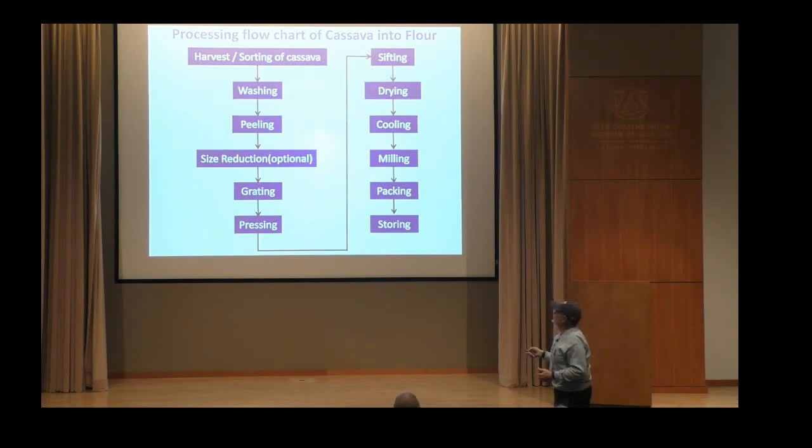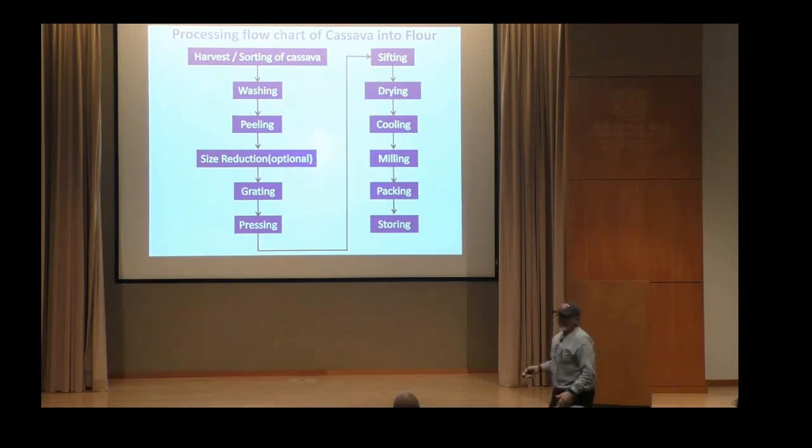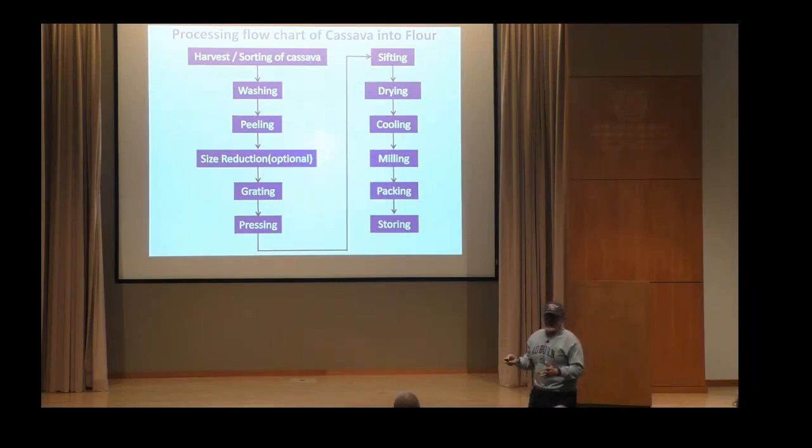Okay, this is just, so you harvest, you wash it, peel it, size reduction, you might want to chop it or something like that. Then you'll see why. Grate it, press it, sieve, drying, cooling, milling. Yeah. It looks like a lot of steps. It's relatively simple. There's not that much complicated thing that you have to do. You do have to work though, okay?